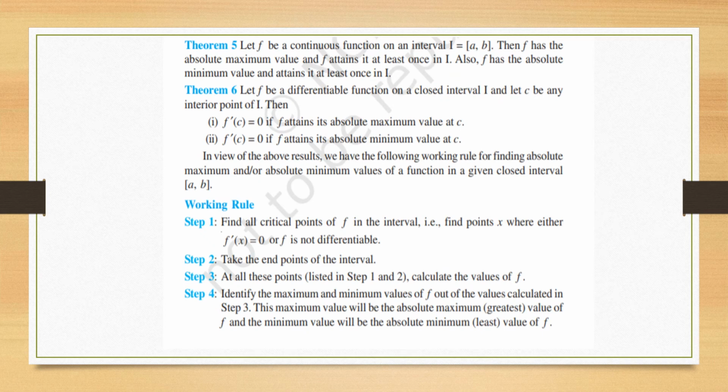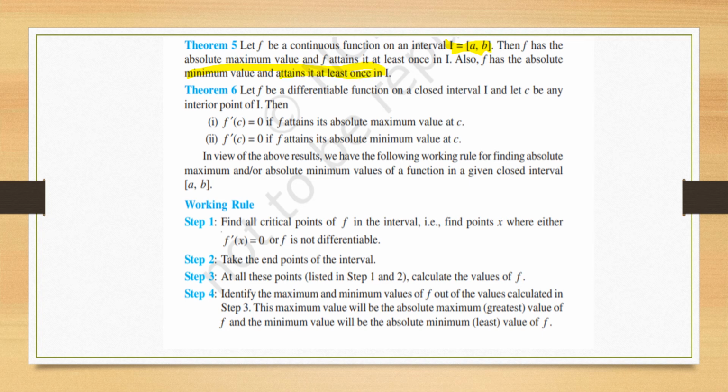Now the next theorem is that f is a continuous function on the interval I equal to the closed interval [a, b]. Then f has an absolute maximum value and f attains it at least once in I. Now this is the question of absolute maximum. Then it will attain this absolute maximum at least once in this interval. It will attain its maximum value. Also, f has an absolute minimum value and it will also be attained in the interval.